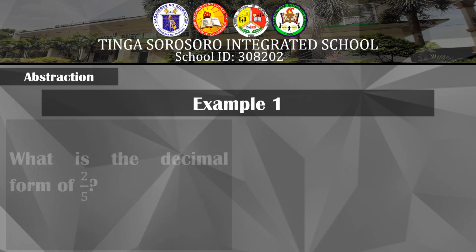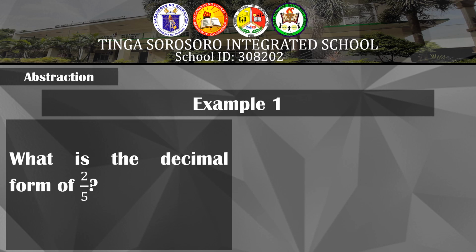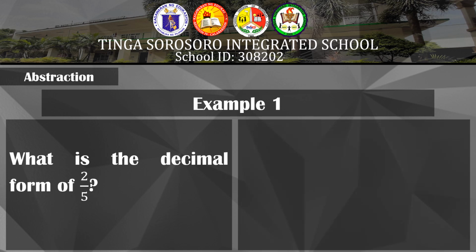Example number 1, we have, what is the decimal form of 2/5? So, apply natin yung kanina nating na-discuss dun sa first slide. So, yung 2, which is the numerator, will be your dividend. And then, yung 5 naman, yung denominator natin, ilalagay natin dito sa labas at siya ang magiging divisor natin. Ayan. So, 2 divide 5. Meron bang 5 sa 2? Cannot be. So, lagay natin doon sa taas ay 0.